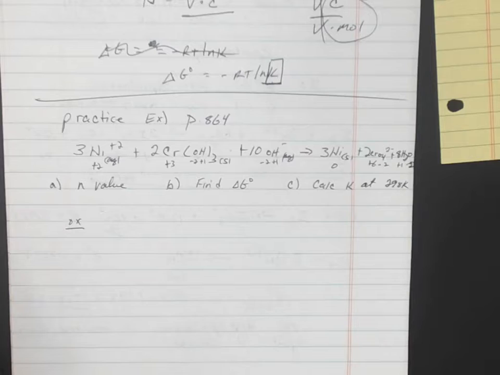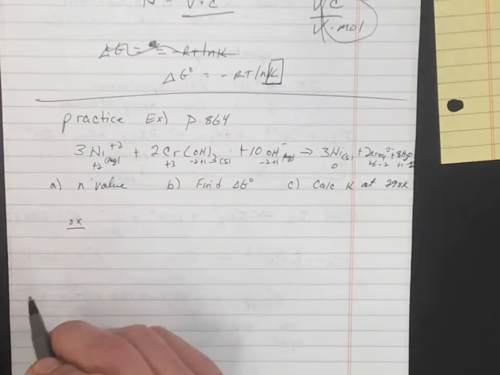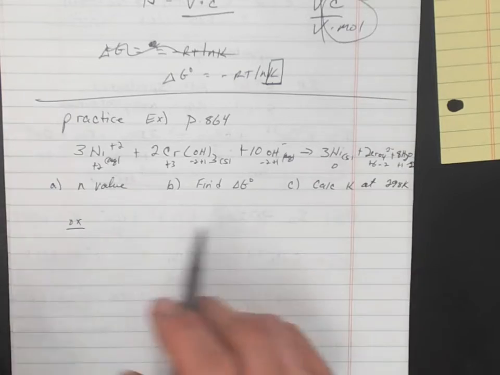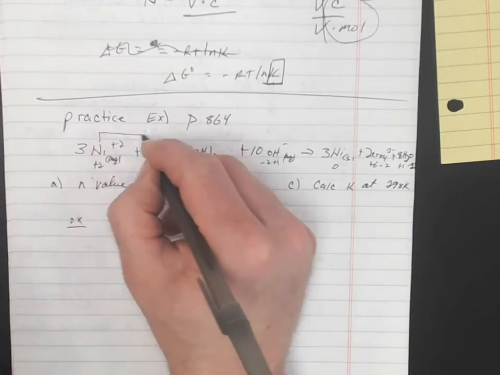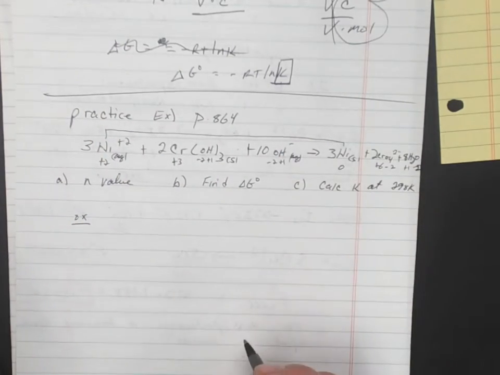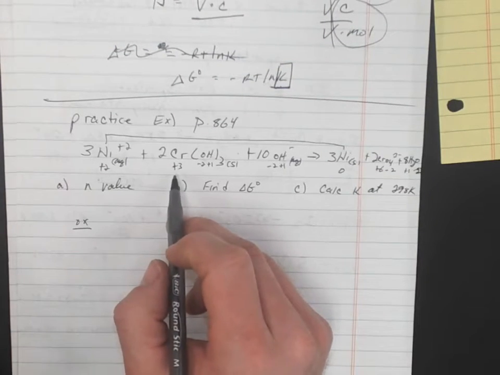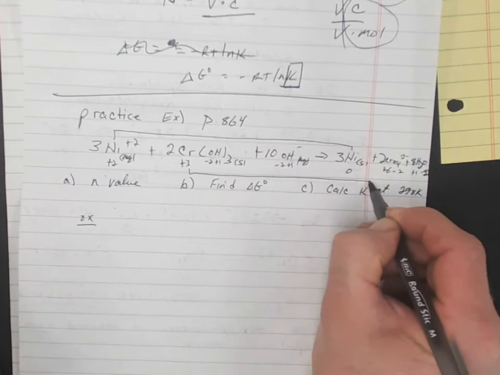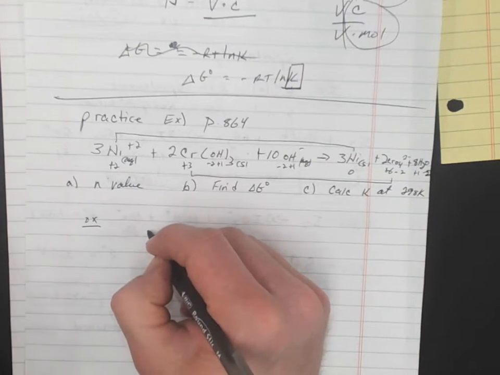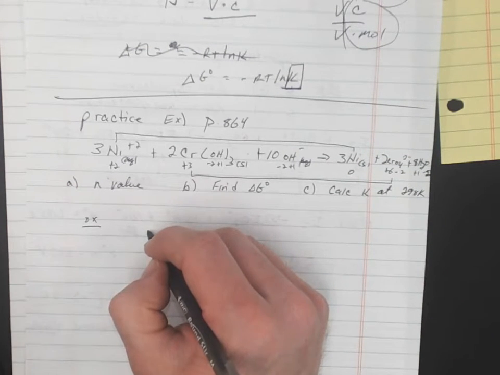All right, what is going to be our oxidation half reaction? What gets oxidized? Looks like we have a drop where? Nickel. That would be our reduction, nickel would be our reduction. What goes up? Chromium. There we go.